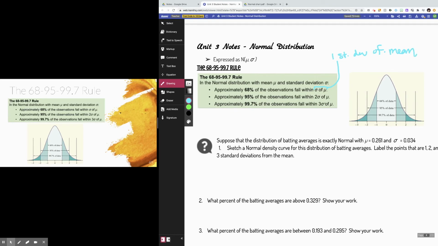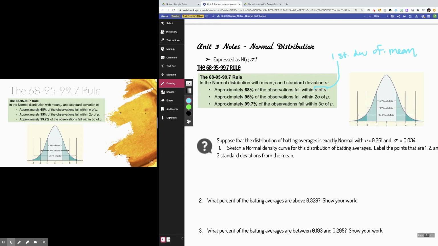95% of the data falls within two standard deviations of the mean, meaning you start at the mean, go two standard deviations above, and then two standard deviations below. And then 99.7% of observations fall within three standard deviations of the mean. So in most normal distributions, you can capture almost all of the data if you go three standard deviations below the mean and three standard deviations above the mean. You're not going to have very much data left over that's further away from the mean than that.